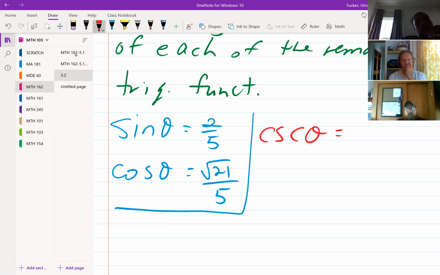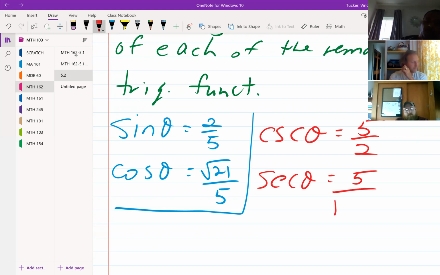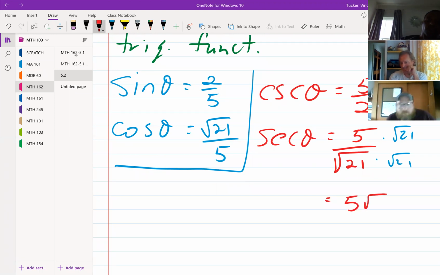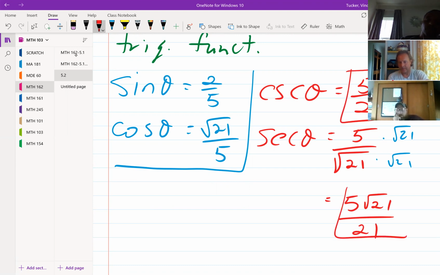All right, so if sine theta is 2 over 5, that means cosecant is 5 over 2. If cosine theta is square root of 21 over 5, that means secant theta is 5 over the square root of 21. If we have a square root in our denominator, we need to rationalize. So we multiply top and bottom by the square root of 21. So that means when we finish this off, it'll be 5 square root of 21 over 21. So those are the first two.